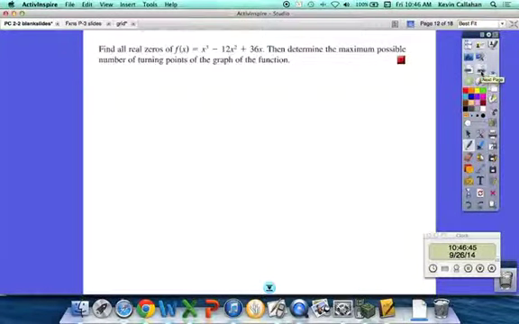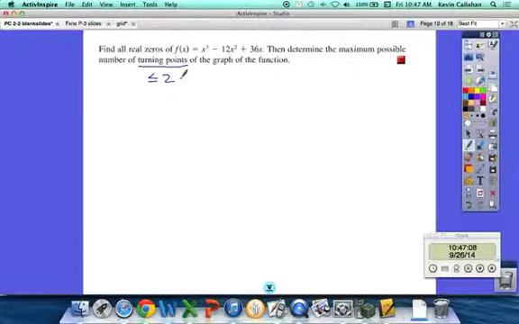Okay. Find all the real zeros and then determine the maximum number of turning points. Well, what's the degree? It's 3. So what are the maximum number of turning points or relative minimum maximum? Just 2. I mean, that's the easy part, right? Turning points are less than or equal to 2. So that we don't have to do a separate thing.